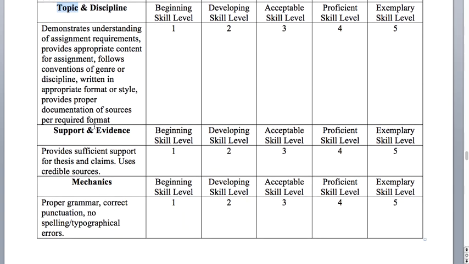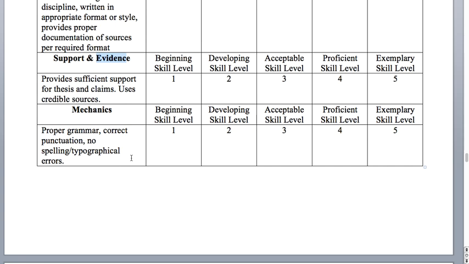And then support and evidence. This is also 20%. Does the paper provide sufficient support for your thesis and claims? Do you use credible sources? So basically, if you use all Wikipedia and random websites, that is not going to fall under good evidence.